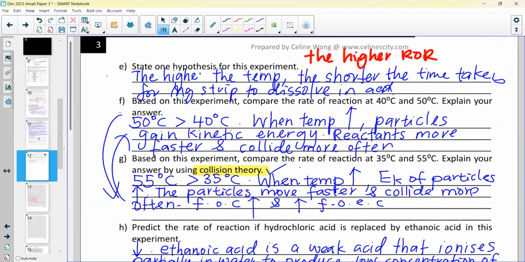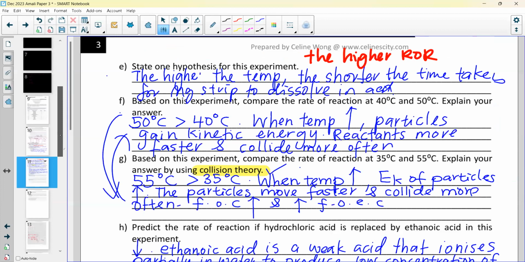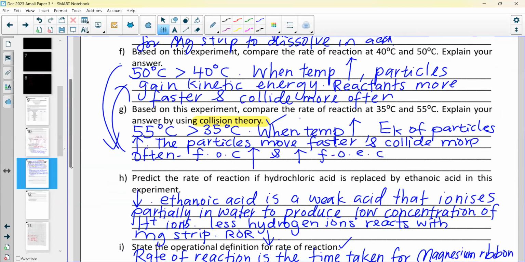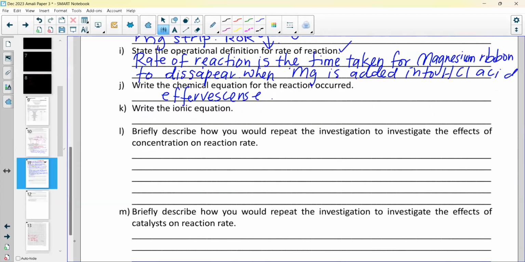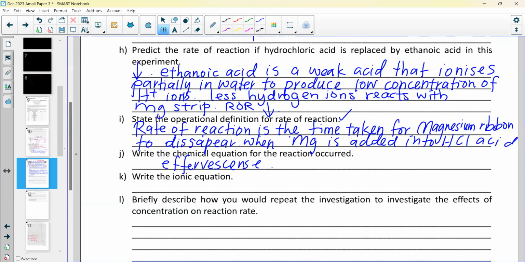How come no? Okay, cool. Okay, something wrong. Okay, ionic equations. Wait, I don't want ionic equations.